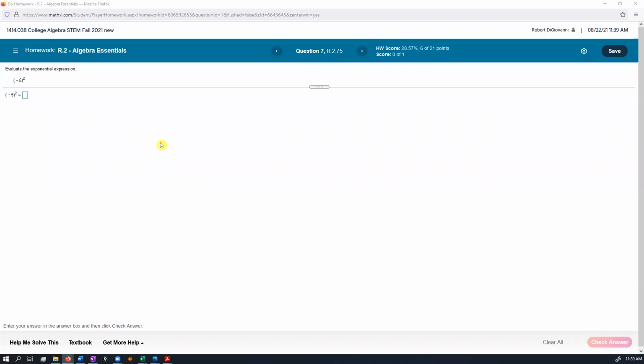Okay, the next problem is asking us to figure out what (-5) squared is. Now, this may seem like a simple problem, but we need to make sure we understand what's going on here. We have -5 in parentheses squared. So when you square something, that means you're multiplying it times itself. So you're going to take -5 and multiply it times itself, -5. And when you multiply two negatives, you get a positive, so we get 25.